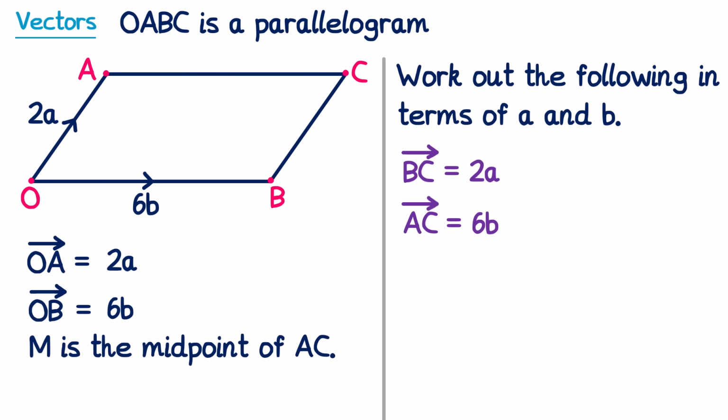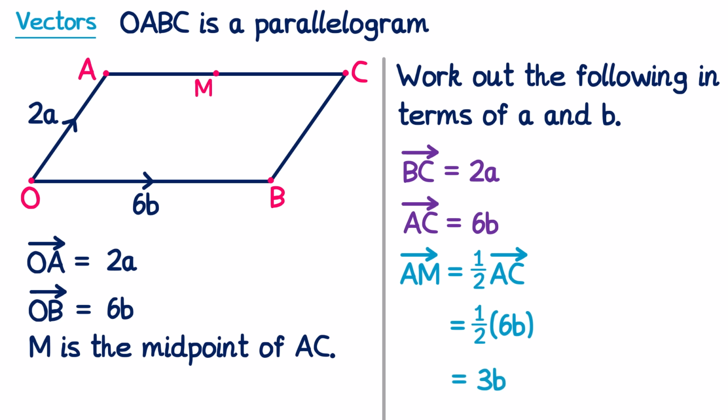M is the midpoint of AC. So halfway along the line AC, we're going to find the point M, and we need to work out the vector from A to M. To get from A to C was 6b, so to get from A to M must be half of that vector. So AM is half of the vector from A to C. The vector from A to C was 6b, so it's half of 6b, which is 3b. So the vector from A to M is 3b.